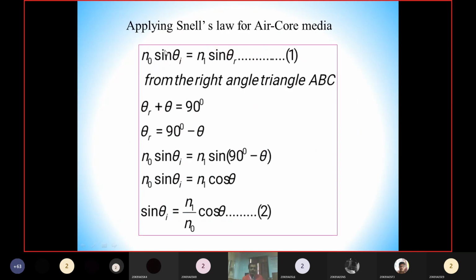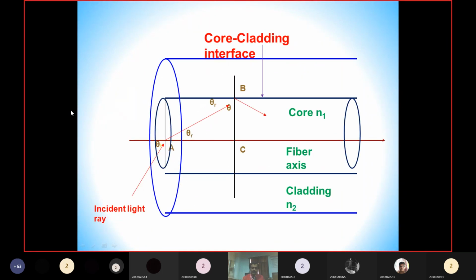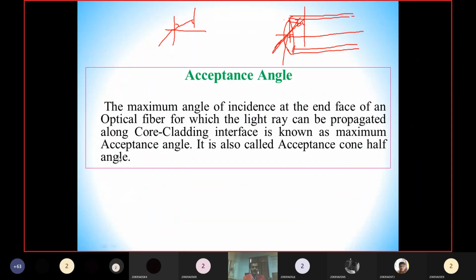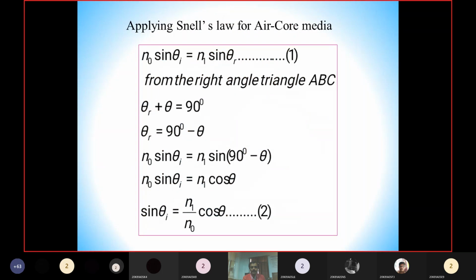For that, first of all we have to apply Snell's law. Here we are applying Snell's law at the air interface and the core interface. So what is the refractive index of the core? N1. What is the refractive index of air? N0. We are applying Snell's law for the air and core medium. For that I am explaining here.